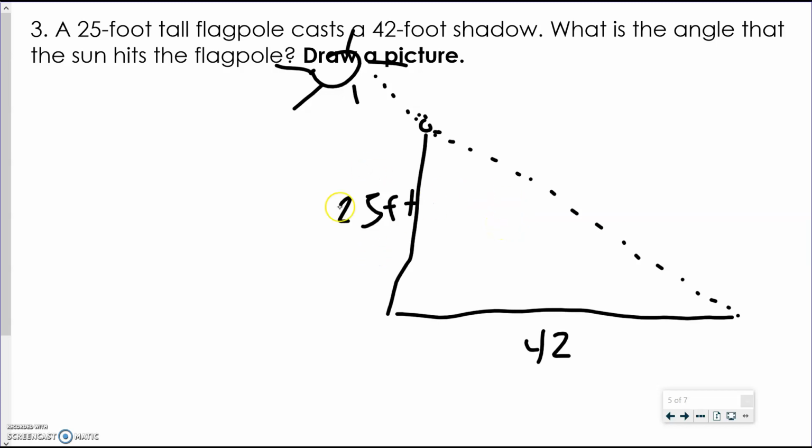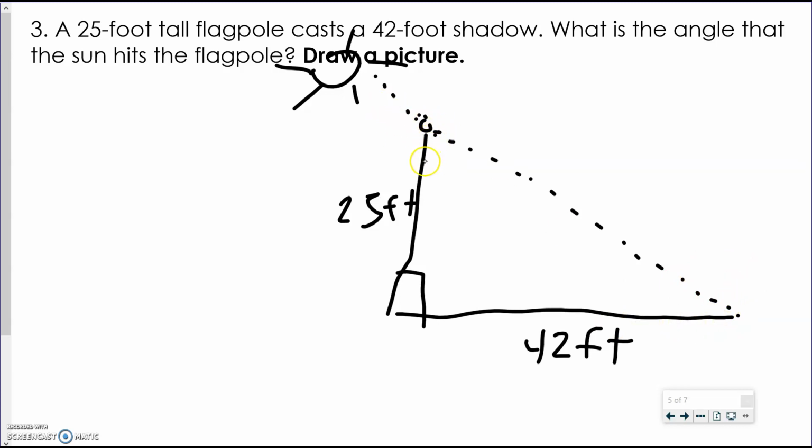And so we've drawn our picture. We have 25 feet. This is a 90-degree angle. We have 42 feet that the shadow casts, and we want to find the angle that the sun hits the flagpole. So first off, we need to ask ourselves, what angle is it really asking us for? An angle that the sun hits the flagpole. Well, it's not this angle down here, by the 42 feet.